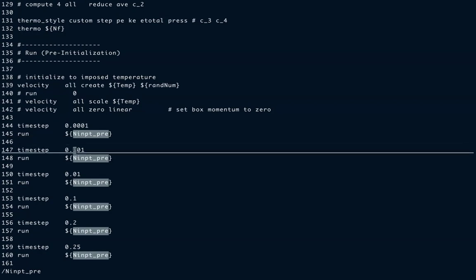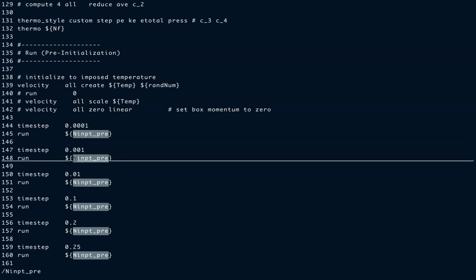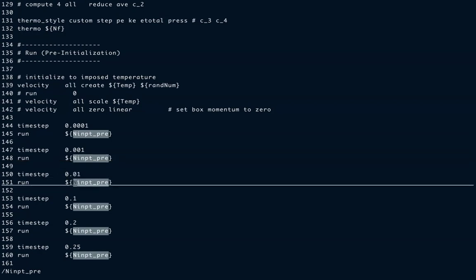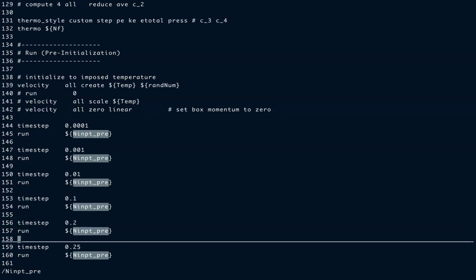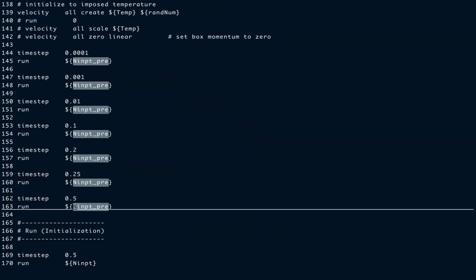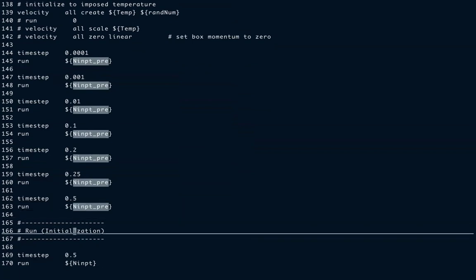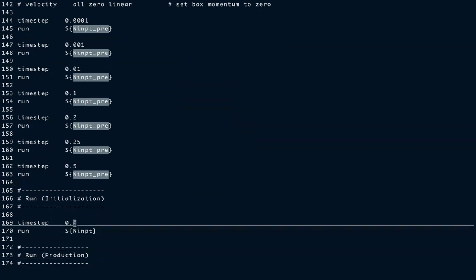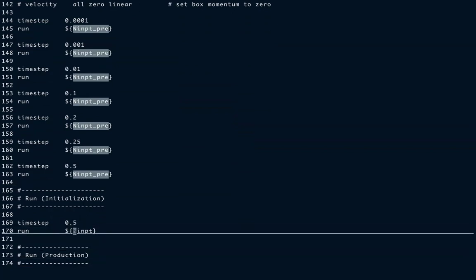Then I increase the time step by 1 order of magnitude. Then again, perform the simulation for 1,000 steps. I increase by another order of magnitude again, and then do it for 1,000 steps and so on until I reach a time step of 0.5 femtoseconds, in which I do some pre-initialization. And once the pre-initialization is done, I run it for some more time. And this step is called the initialization.